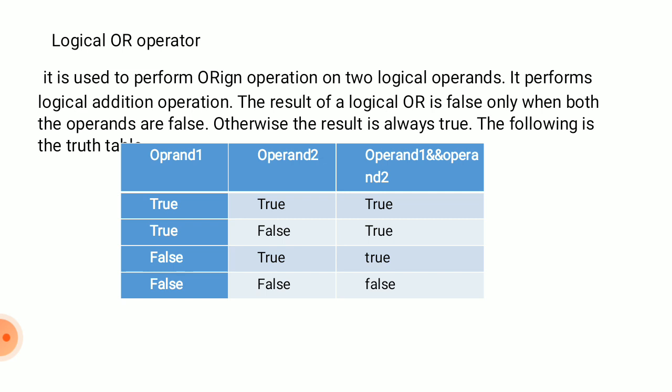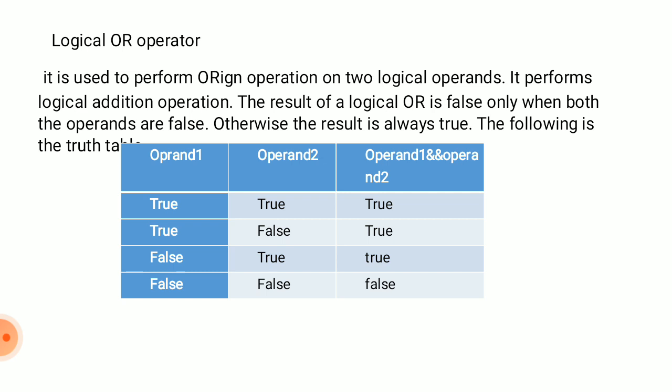If both the operands are true, that is 1 1, then the result is 1 or true. If one operand is true and another is false, then also the result is true. If one operand is false and another is true, then also the result will be true. The result is false only when both the operands are false, or both the operands are 0 0.